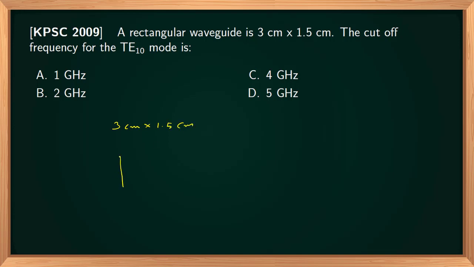In this question, a rectangular waveguide with the dimensions 3 cm and 1.5 cm. This waveguide is a rectangular waveguide. This is 3 cm and this is 1.5 cm.